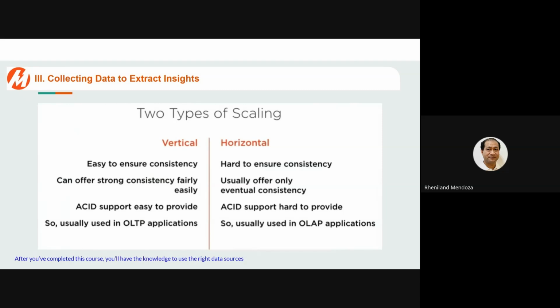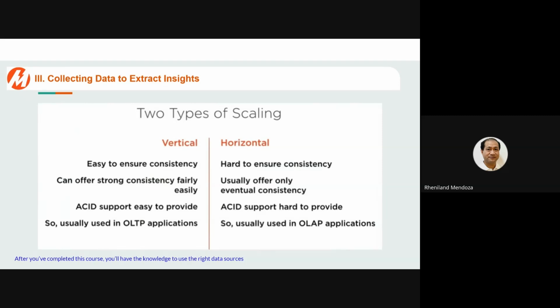More comparison. With vertical scaling, since all your data is stored on a single machine, it's easier to ensure the consistency of your data. Whenever you perform read operations, all of the updates that have gone before it will be reflected in your data. For horizontal scaling, on the other hand, with replication, it's hard to ensure consistency. Vertically scaled systems can offer strong consistency fairly easily, whereas horizontally scaled systems often offer only eventual consistency. We'll talk about this in just a bit.